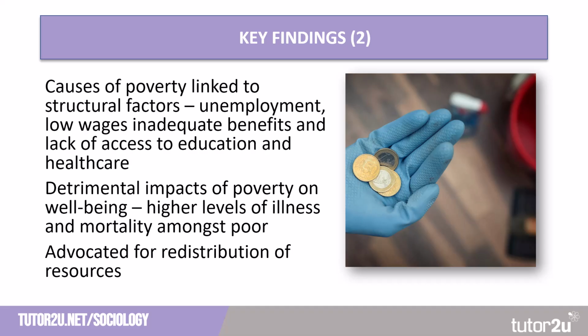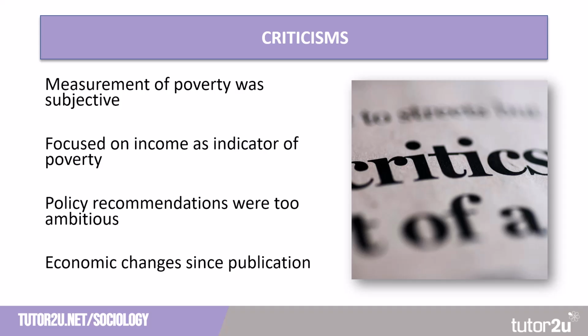However, Townsend's work was not without its critics. Some critics argued that Townsend's concept of relative poverty is subjective and difficult to measure accurately. They suggest that what is considered an acceptable standard of living can vary widely among different societies and even among different groups within the same society.